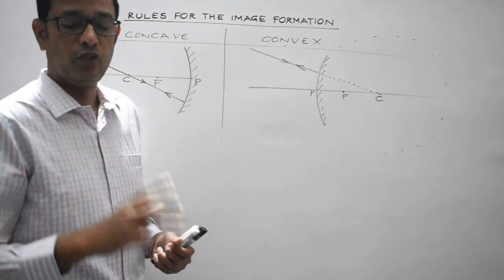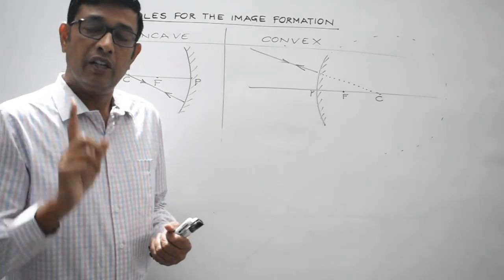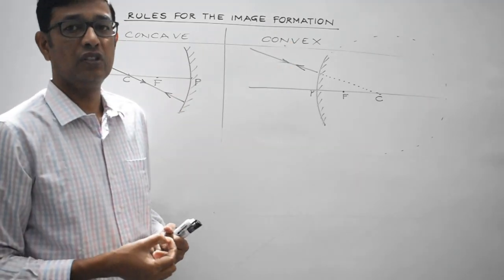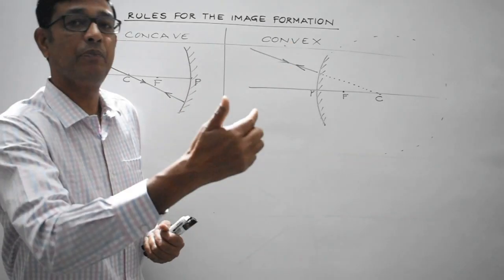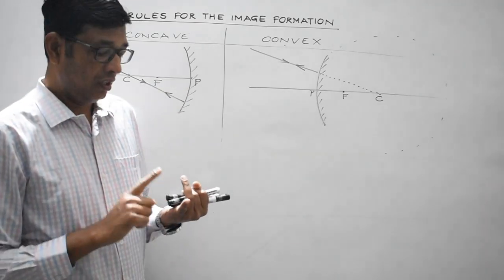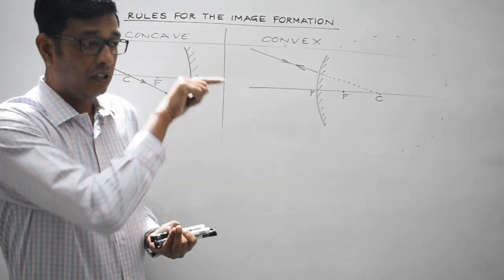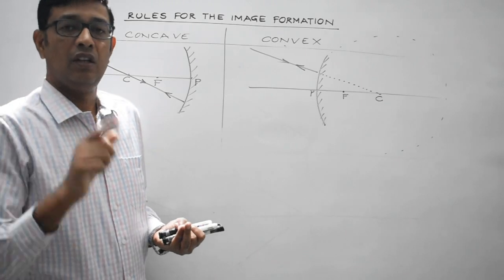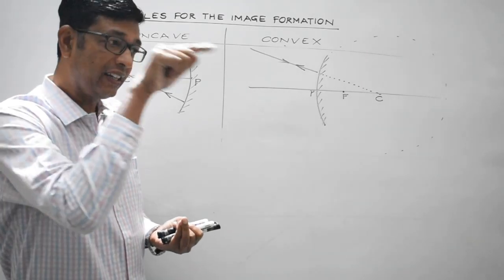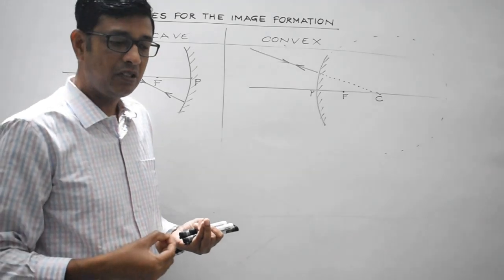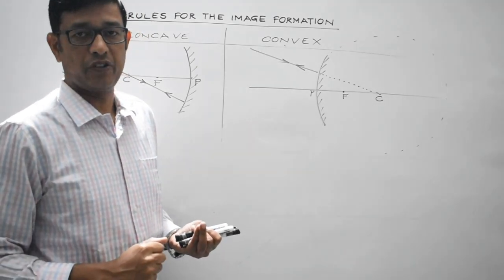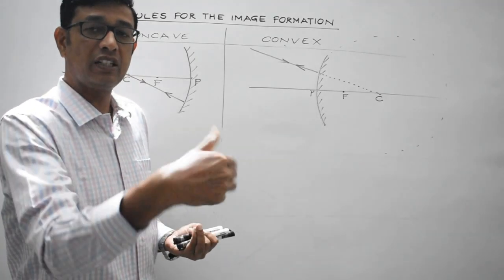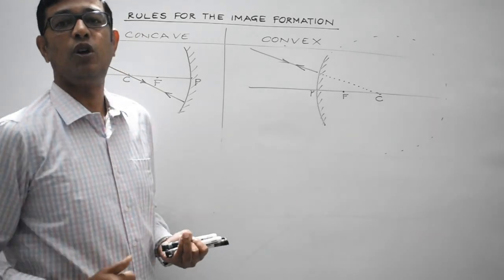So I'll repeat all the 4 rules. First one is, if the incident ray is parallel to the principal axis, then after reflection it tends to pass through the focus in case of concave mirror, and in case of convex mirror, it appears to be coming from the focus. That's rule number 1. Rule number 2, an incident ray which passes through the focus, after reflection becomes parallel to the principal axis. Rule number 3, an incident ray which gets incident at the pole will bounce back into the same medium, obeying the law of reflection. Fourth one is an incident ray which passes through the center of curvature. After reflection, it retraces its path in the opposite direction.